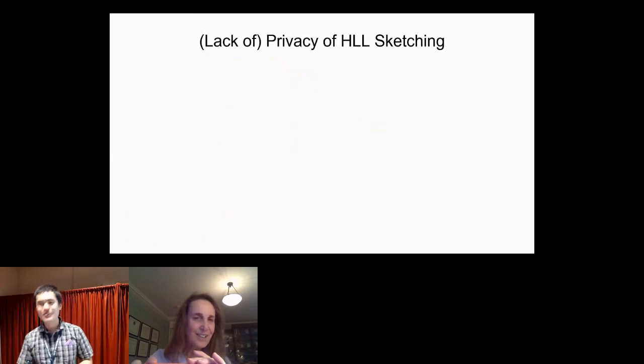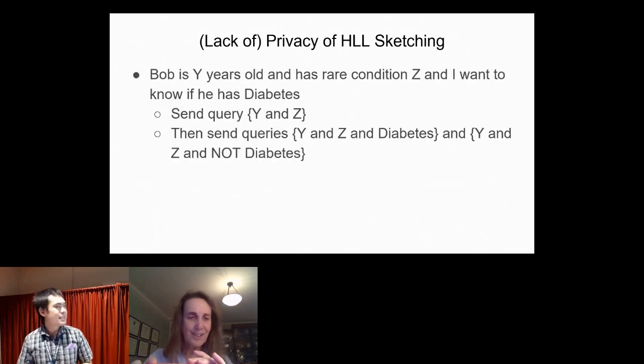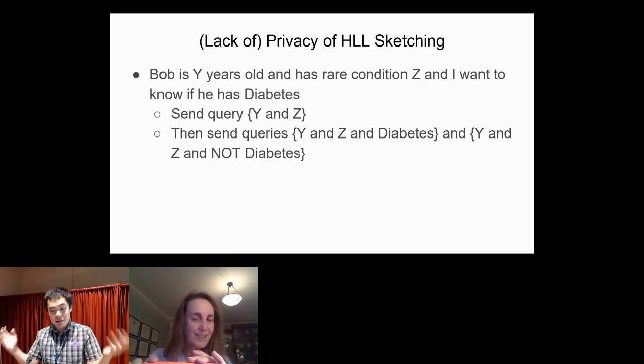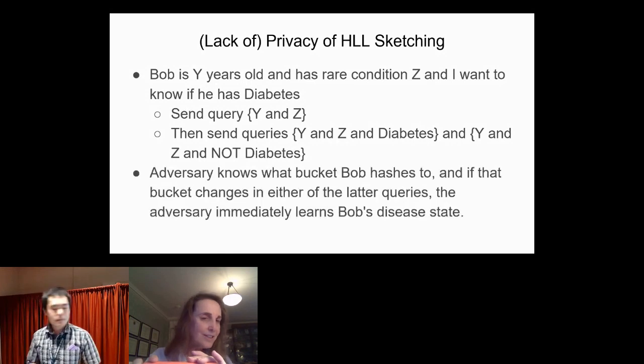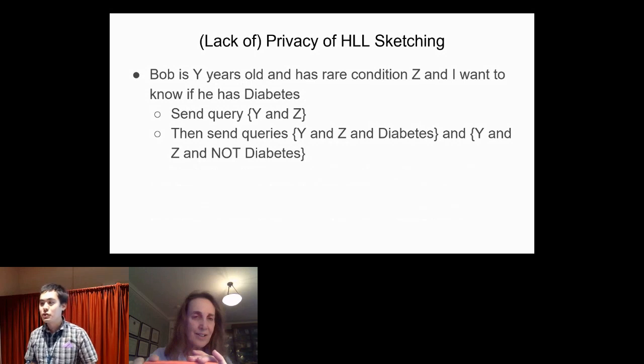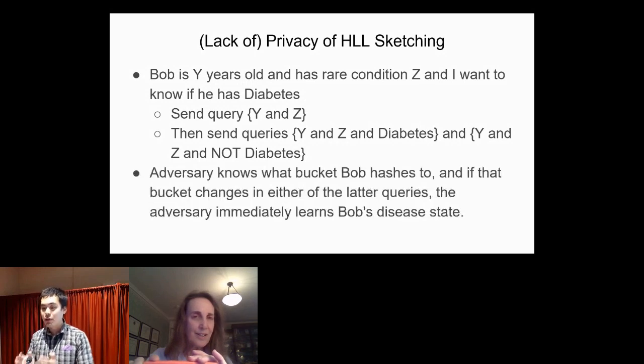Unfortunately, this has problems. As we've been talking about throughout the session, this is not actually very private. For example, if we have a patient, Bob, who is Y years old and has rare condition Z, and I want to know if he has diabetes, well, I could just send several queries. I could send a query Y and Z, and then send queries Y and Z and diabetes, and Y and Z and not diabetes. The results of those queries may reveal things, especially when we're talking about hyperlog sketches. Assuming the adversary knows Bob's ID, they know what bucket Bob hashes to. And if that bucket changes in either of the latter queries, the adversary immediately learns Bob's disease state.